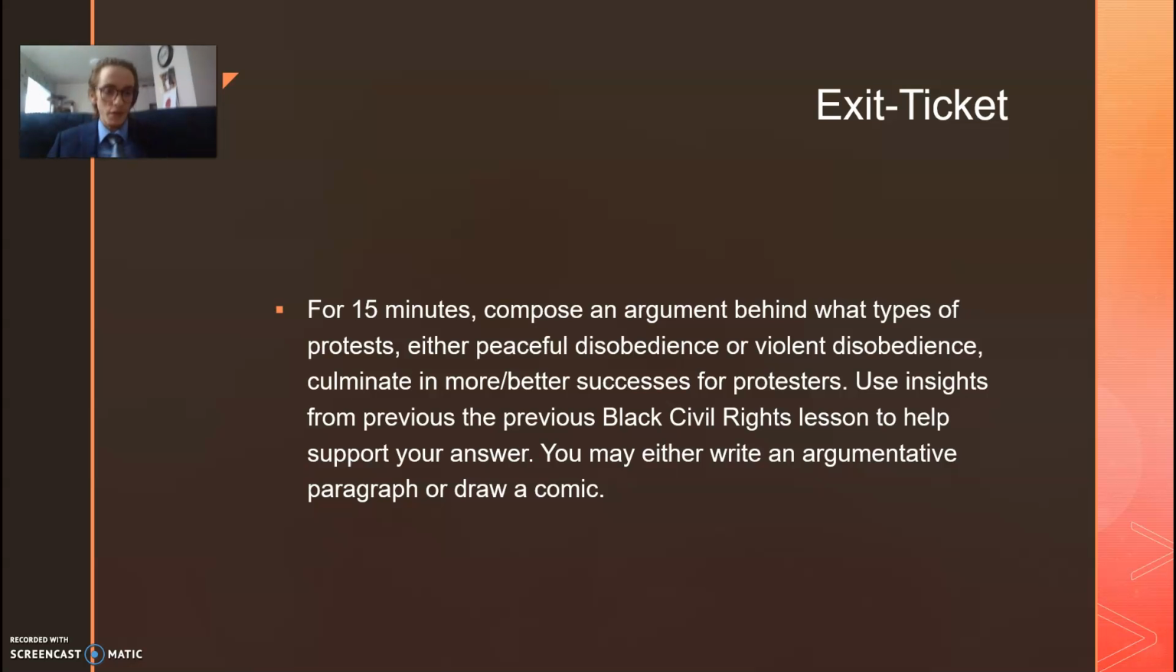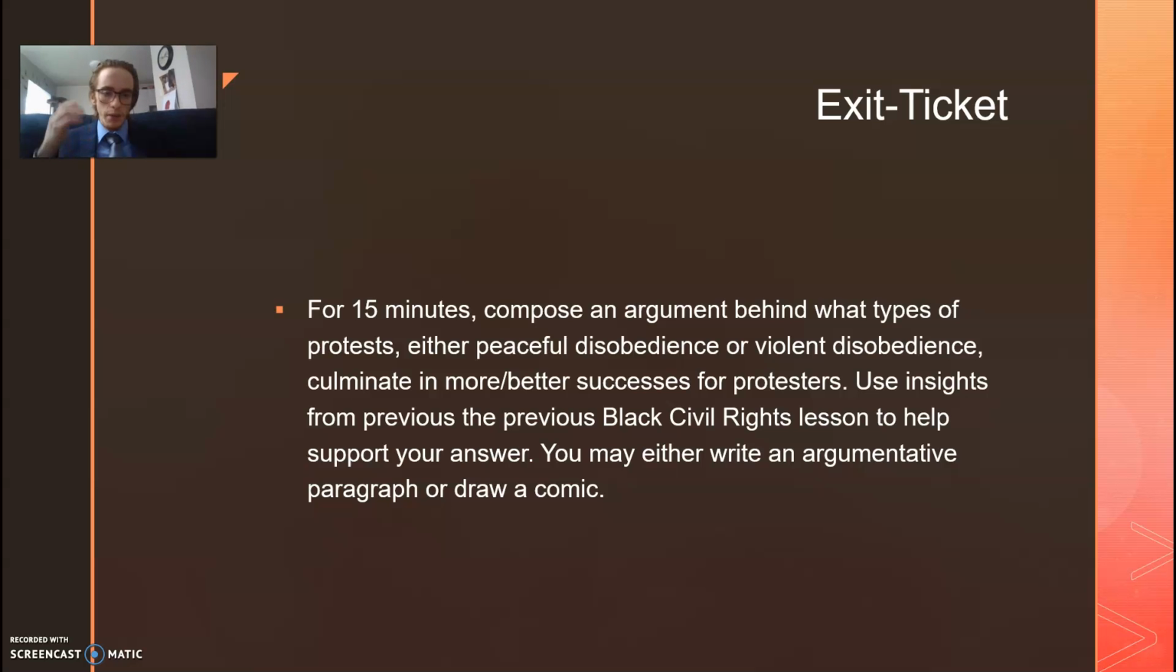I apologize for the typo on this slide. But what this exit ticket is supposed to get them to do is to develop an argument around whether peaceful disobedience or violent disobedience is the better avenue to go. It's an extremely relevant topic, especially with what we've seen in the news this past year. I just want to reiterate, I am not trying to change hearts and minds. I'm trying to get students to consider the different variables that cause people to do certain things. And I think there's a lot to consider.